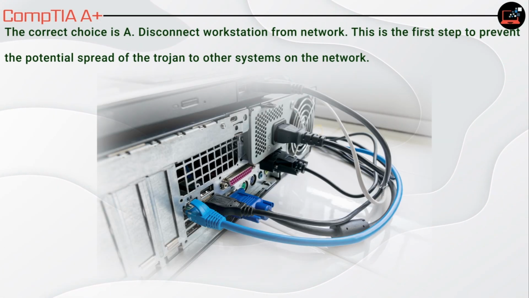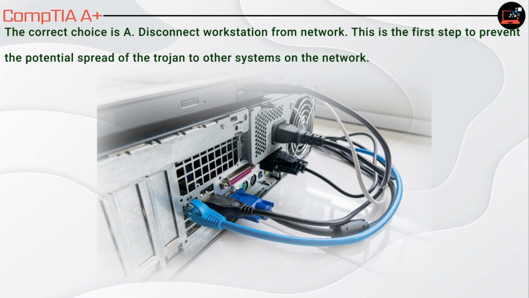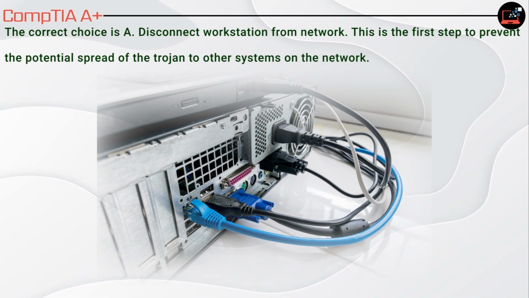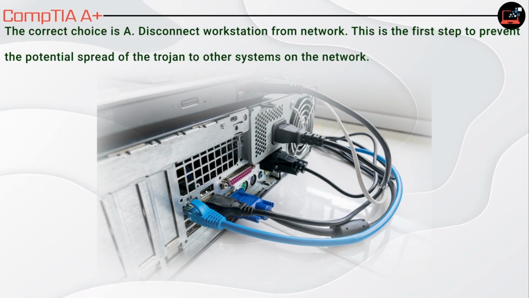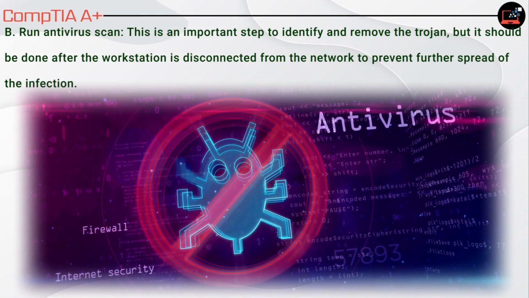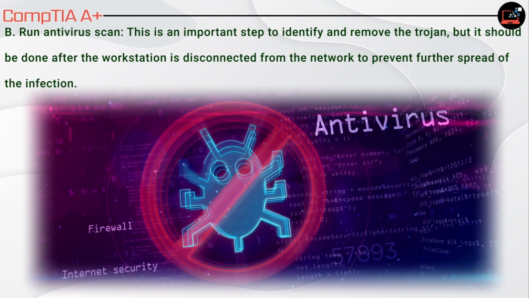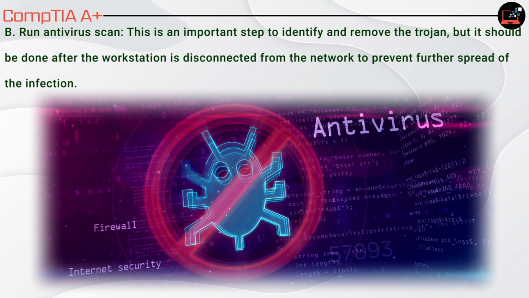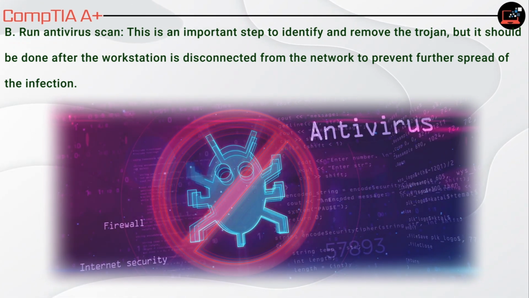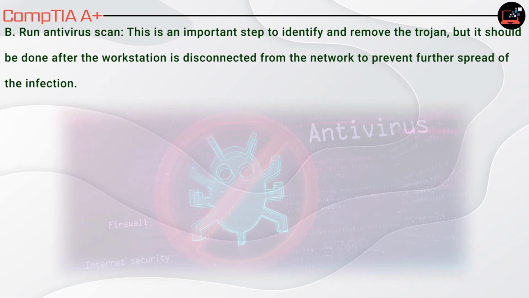The correct choice is A. Disconnect workstation from network. This is the first step to prevent the potential spread of the Trojan to other systems on the network. B. Run antivirus scan. This is an important step to identify and remove the Trojan, but it should be done after the workstation is disconnected from the network to prevent further spread of the infection.